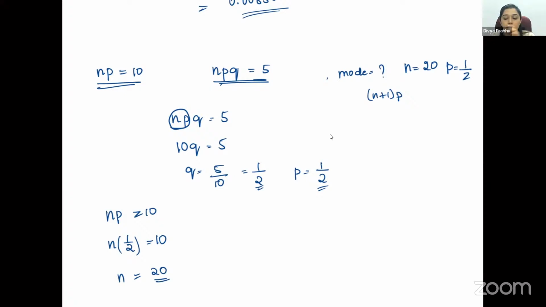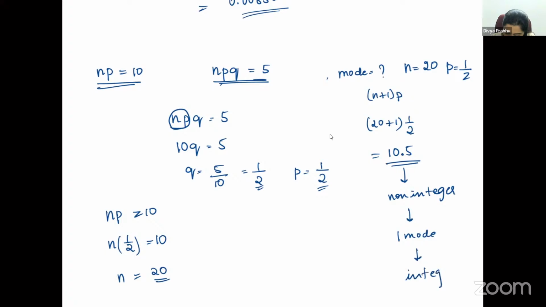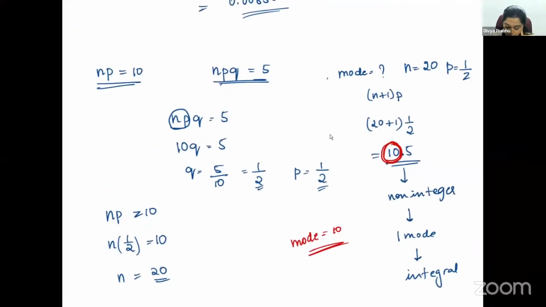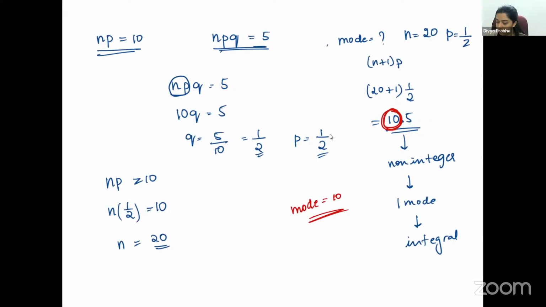Calculate the value of (N plus 1) into P. What is N? (20 plus 1) into 1 by 2, which is equal to 10.5. Correct? 21 divided by 2, which is equal to 10.5. So this is what? It is a non-integer. If it is non-integer, you will have only one mode. What is the mode? Integral part of the value. Integral part is nothing but 10 here. So mode is equal to 10. Understood? The whole number given here before the point will be the integral part, which is 10. So mode is equal to 10. You can see here, mode is equal to 10. Understanding? Copy this. We'll move to the next question.